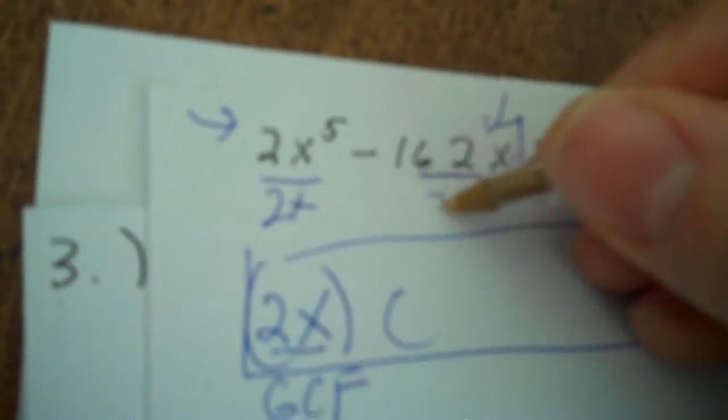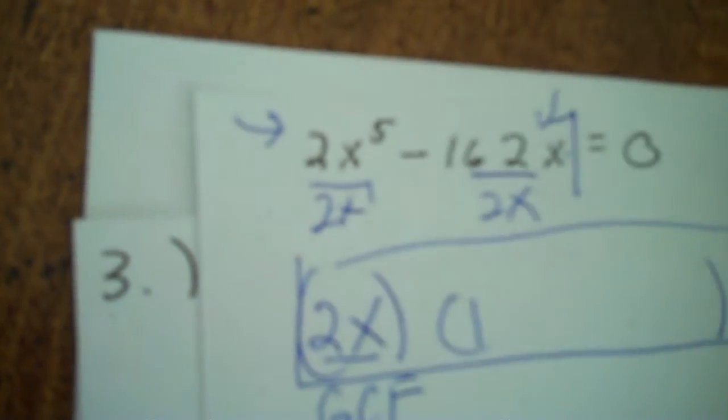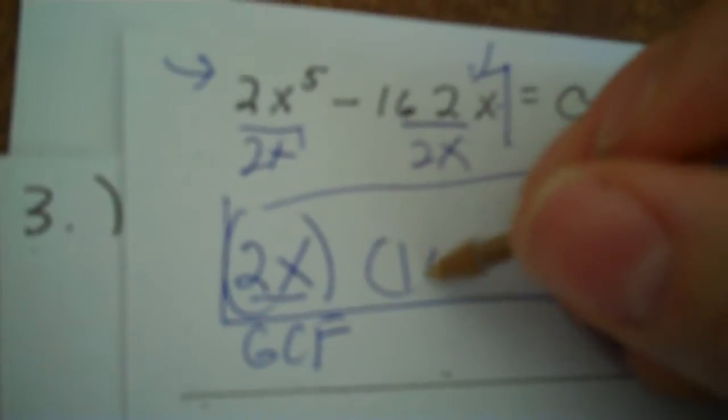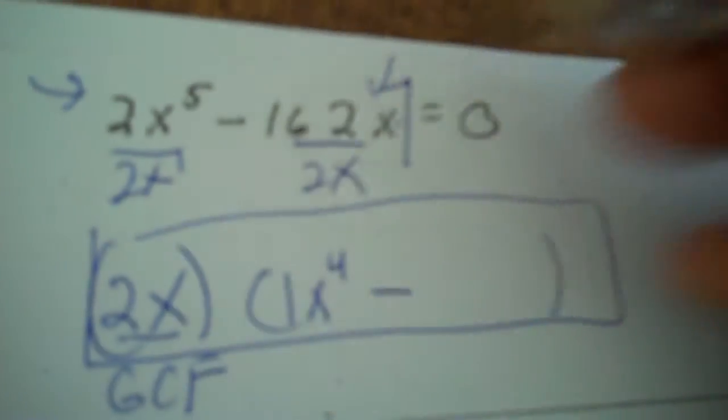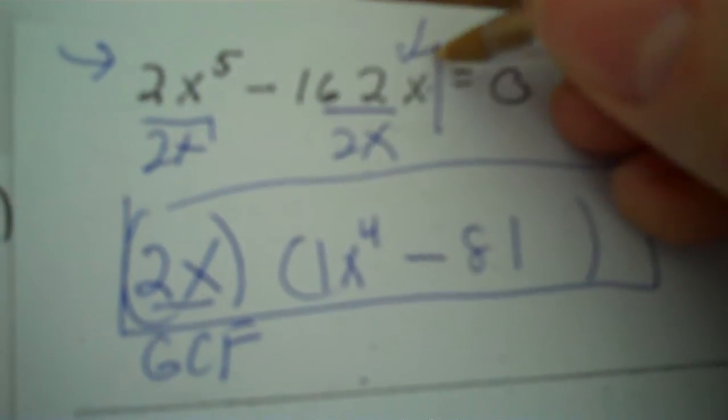2 and 162, guys, they're both even numbers, so I think they will divide by 2. So I place 2x right there. Then I go divide by 2x. 2 divided by 2 is 1. Remember, that's x to the 5th divided by x to the 1st, which would be x to the 4th. 162 divided by 2 is 81. And then x to the 1st cancels. Now, when doing the dots, take that out. You've already placed that.